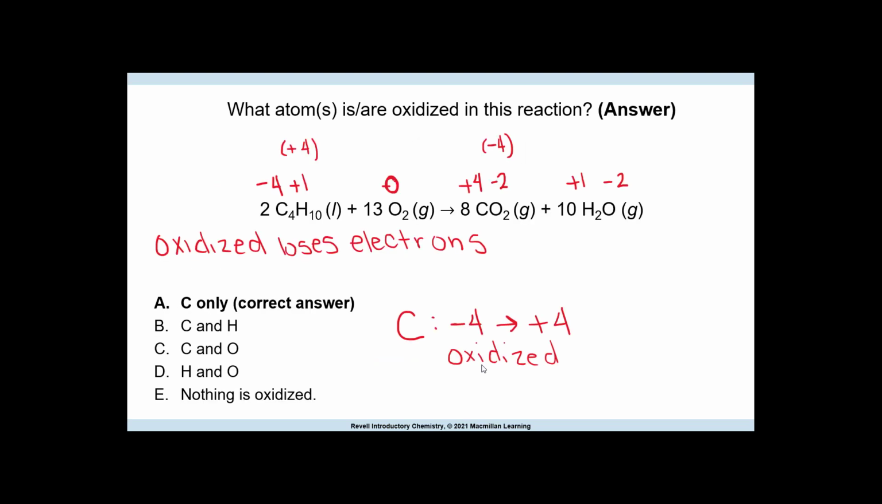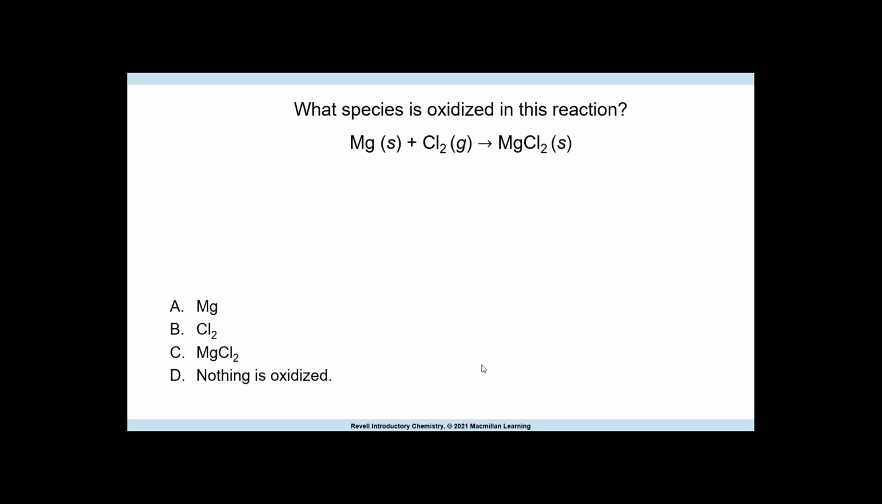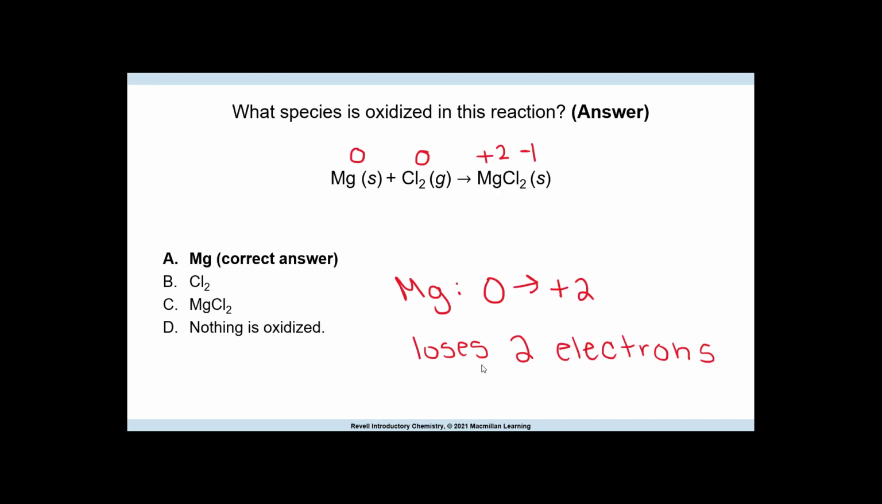What atoms are oxidized in this reaction? In this case, you have to do the math. You're going to have to go through and follow and see what happened to it. And in this case, it's A. A has been oxidized. And you can see I put the oxidation states above it so you can see what happened. What species is oxidized in this reaction? Again, we put the oxidation states above, and you can see that magnesium went from a 0 to a +2, so it lost 2 electrons.